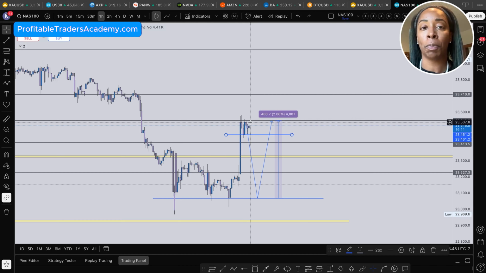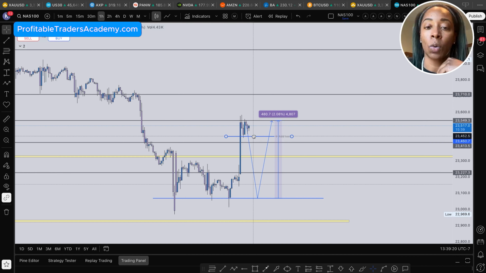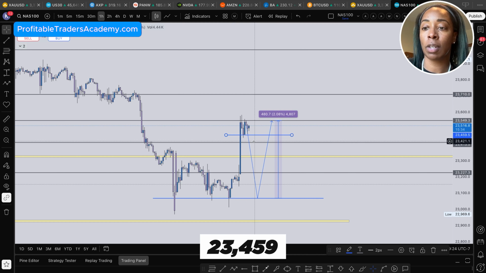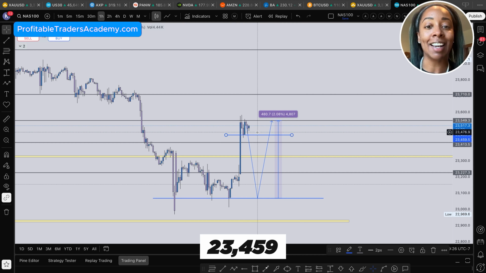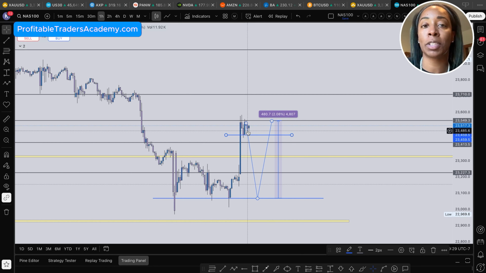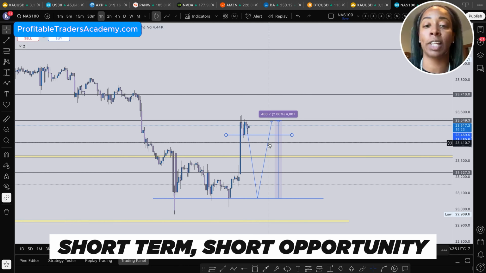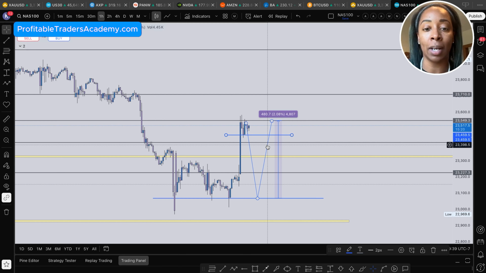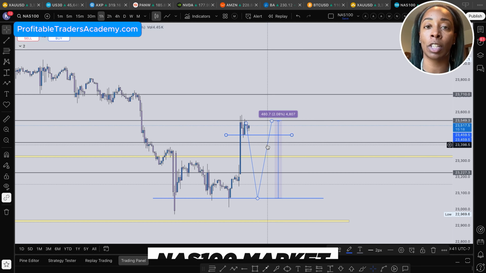And of course, I would be looking on lower time frames in order to find something that gives me a lot more confluence here. So this right here is a really nice support at 23,459. Of course, going on lower time frames to find something that lines up with the way that I trade, that could be a potential short-term short opportunity. But for the most part, I'm focused on buys. So this has been my analysis for the NAS100 market.